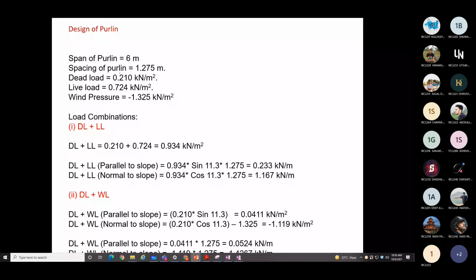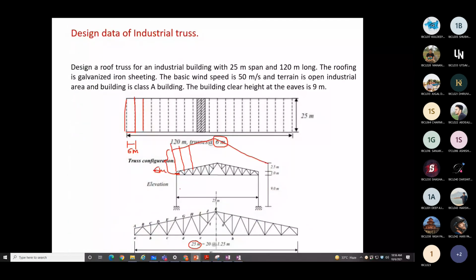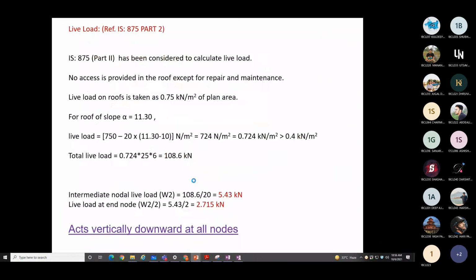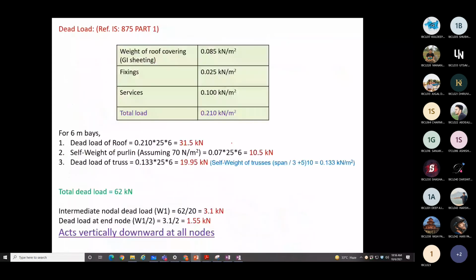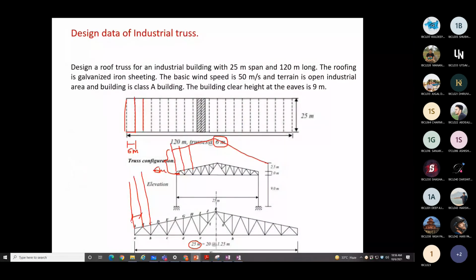Then spacing of purlin. Now what is spacing of purlin? That also we have. Purlin कहाँ पे होगा? एक यहाँ पे होगा, यहाँ पे होगा, यहाँ पे होगा. So we are required to know the spacing of purlin. Clear? So spacing of purlin is also with us. 1.275. कैसा आया 1.275? ये लेंथ पहले फाइंड कर लो, उसको डिवाइड बाय नंबर ऑफ पैनल्स, ठीक है. So that will give the 1.275 something value.